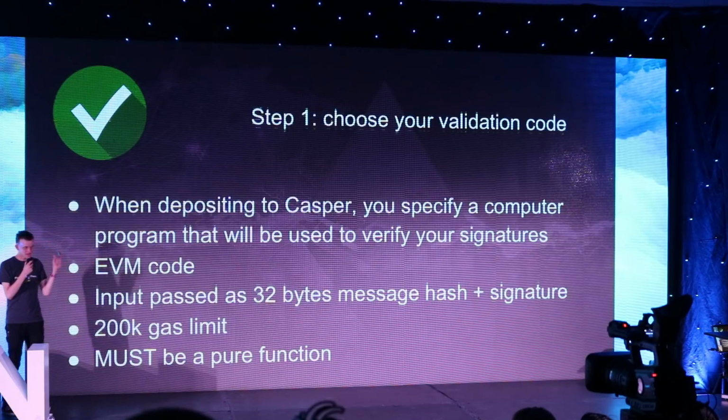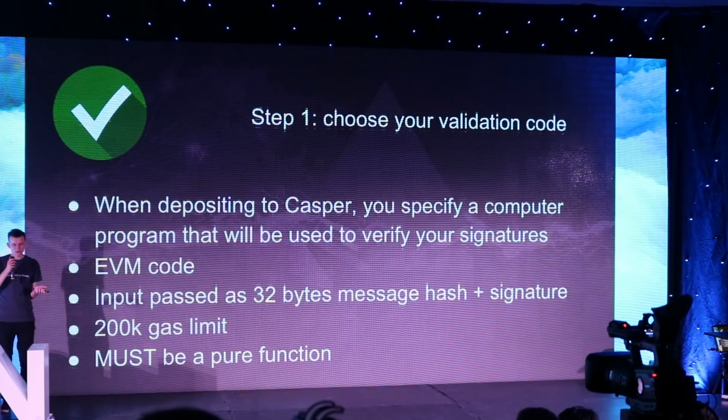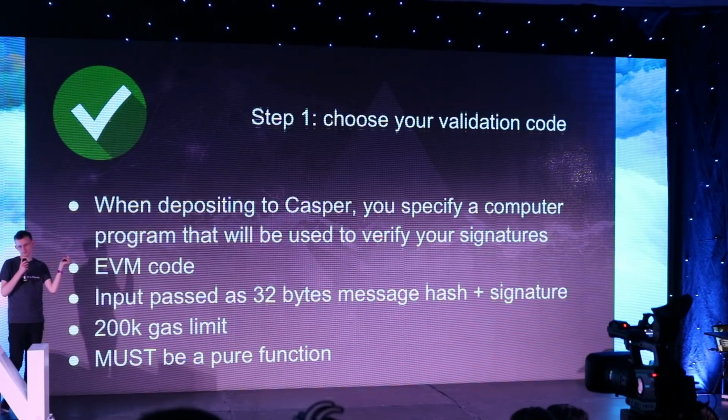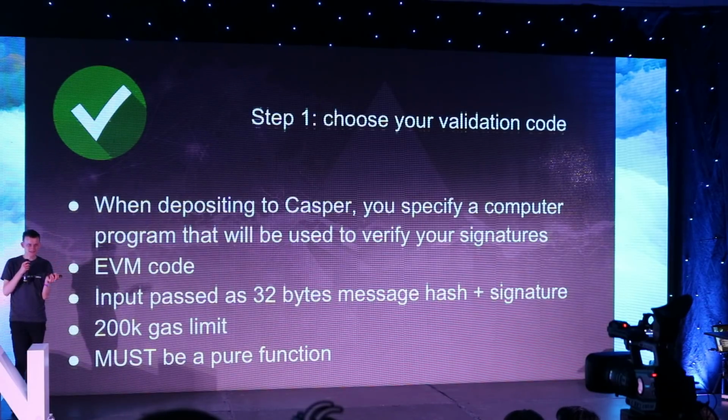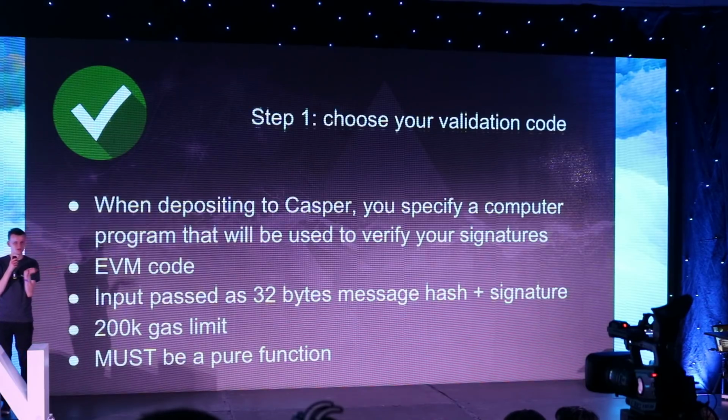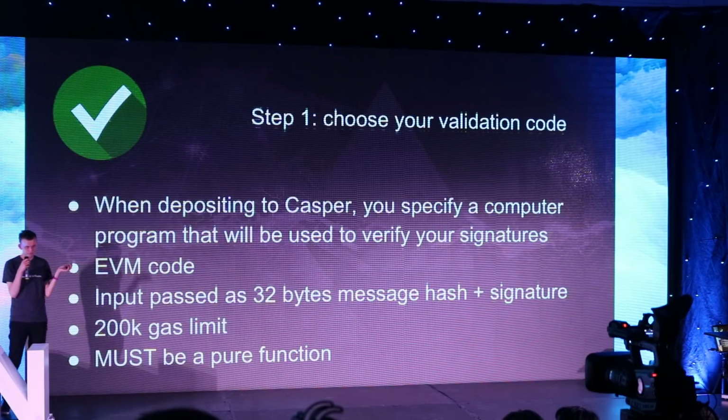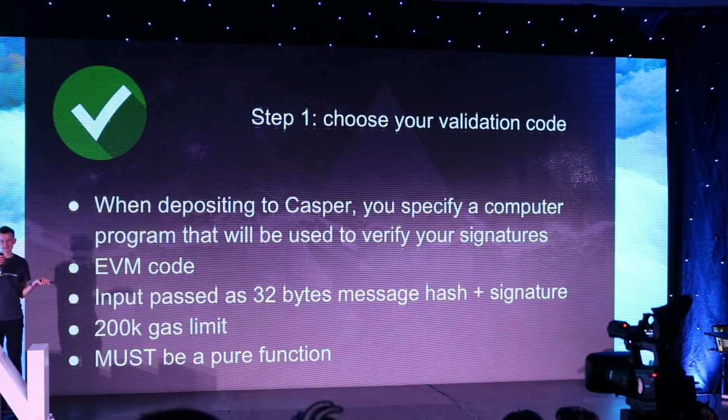So when you deposit, you basically come up with an arbitrary validation function, which will then be used by the algorithm. Every time you submit a vote, the algorithm will take the hash of the vote and the signature, submit them into the code that you provide, and use that in order to verify that the signature is correct. So this validation code can be anything.